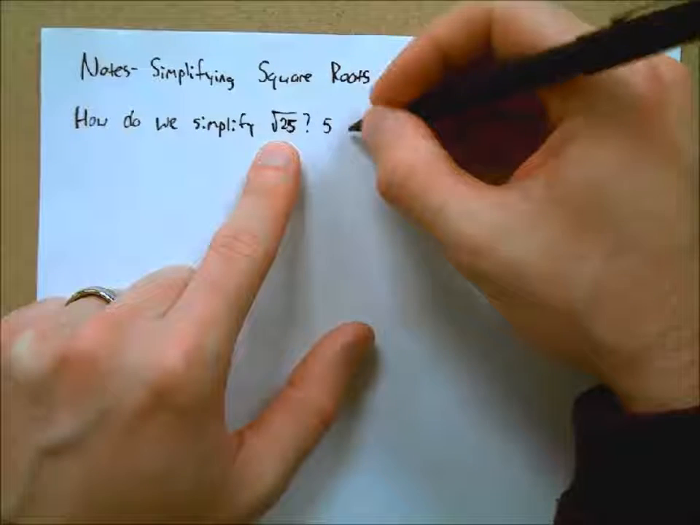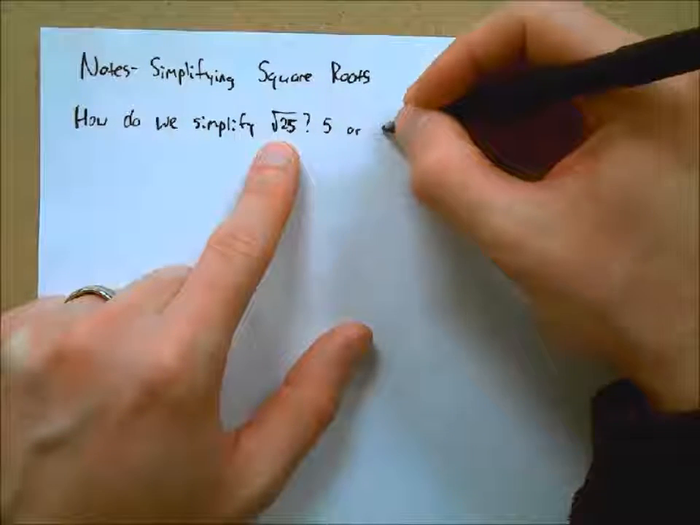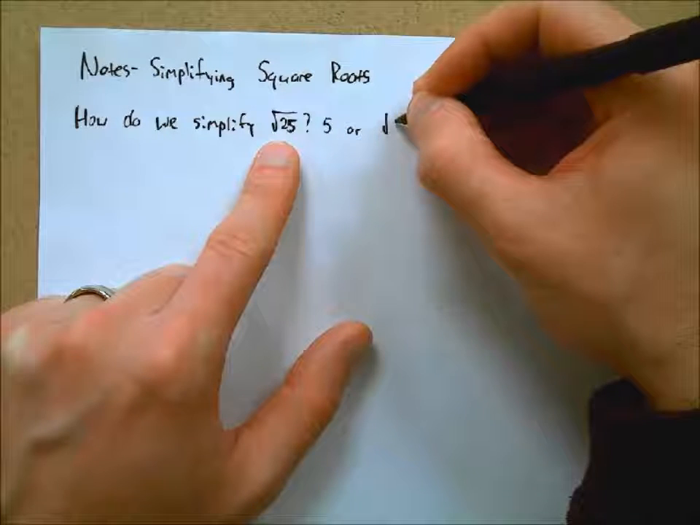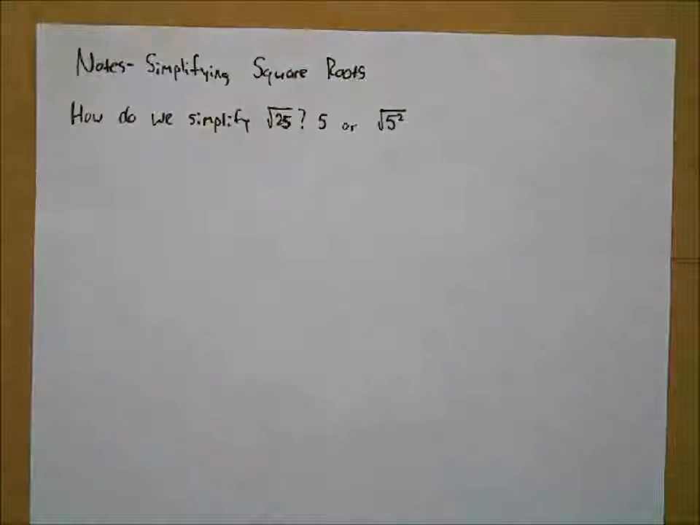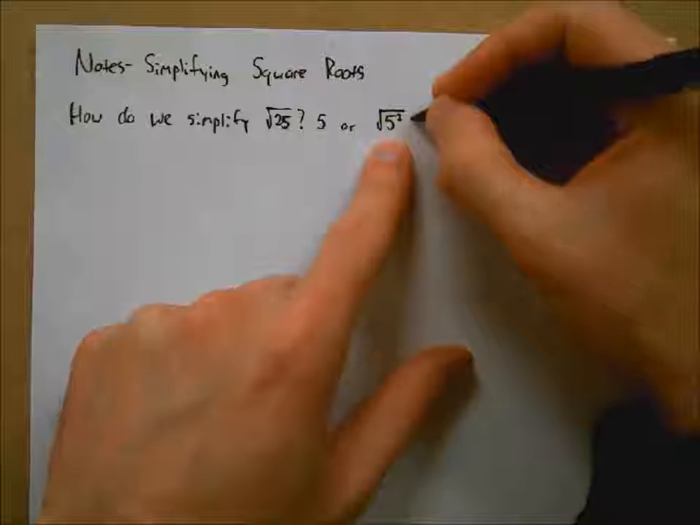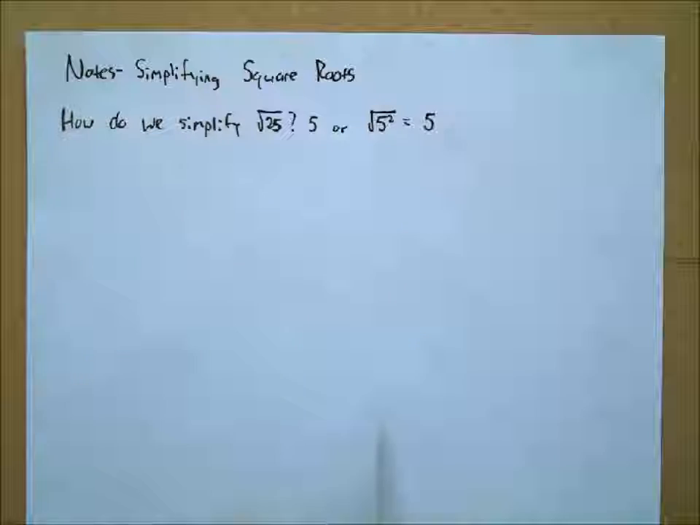Or we could say that the square root of 25 is the same thing as the square root of 5 squared. 25 is 5 squared, so the square root of 25 is the square root of 5 squared. Now, square roots and squares are inverse operations. They cancel each other out, just like we use addition to cancel out subtraction, and multiplication to cancel out division, we use square roots to cancel out squares. And so once we have those two perfect squares in there, we can just say that is equal to 5.